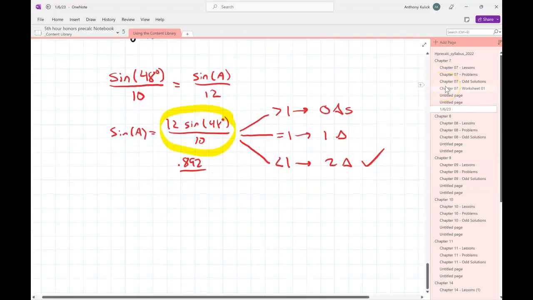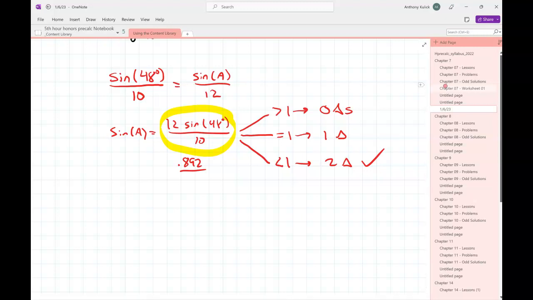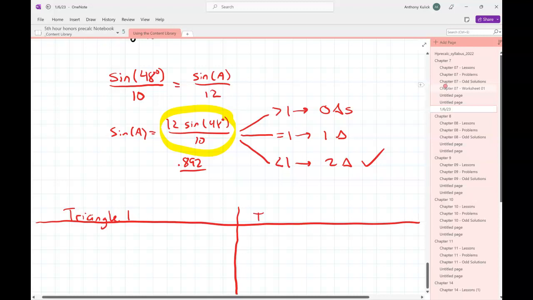Okay, so let's find both sets of answers now. In my experience, this is the single hardest thing we do in this chapter. And it's mostly hard because of organizational reasons. So I'm going to try to be super clear about organizing my work so that I can remember which answers go to which triangle and not make any goof ups.